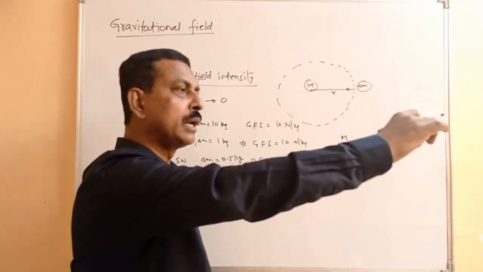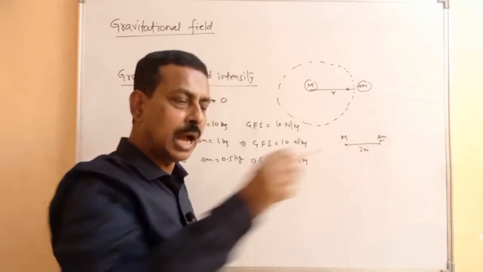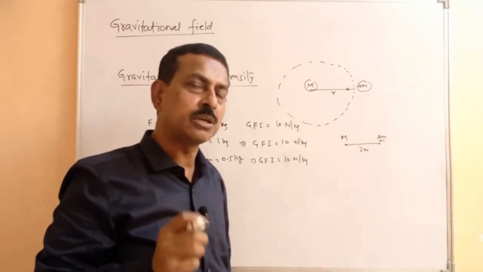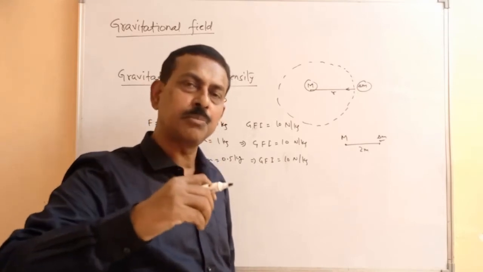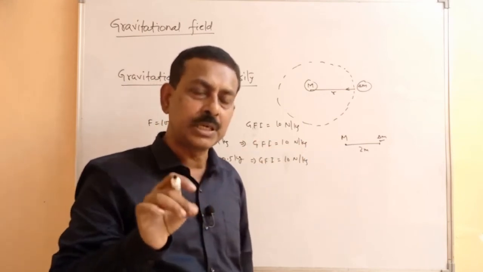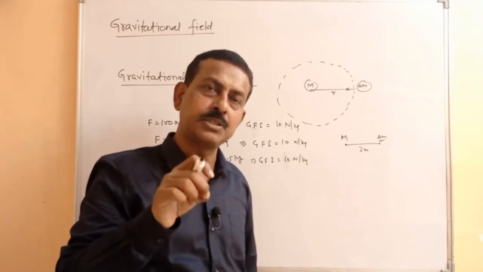So suppose capital M, which is the source mass, is kept at a particular position. I want to know what is the field intensity at 2 meters from it. So I will be bringing a test mass at this particular point. So it will be 2 meter distance from that source mass. Suppose 2 meter point is here.